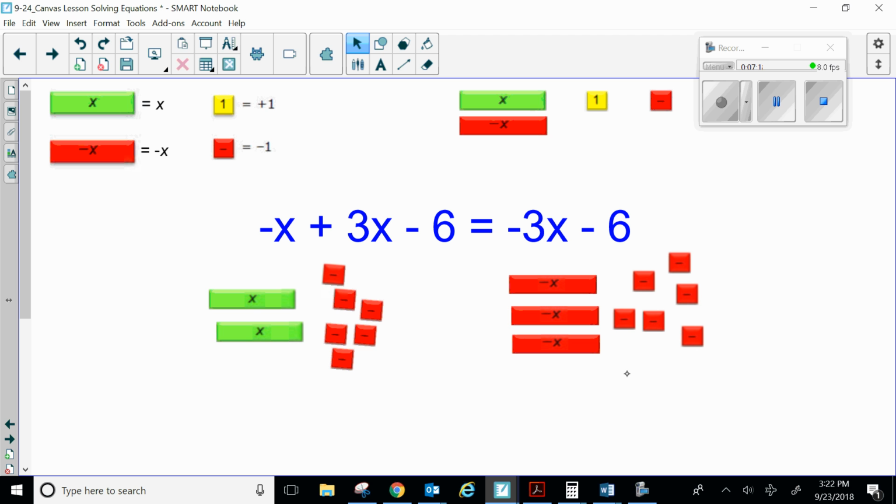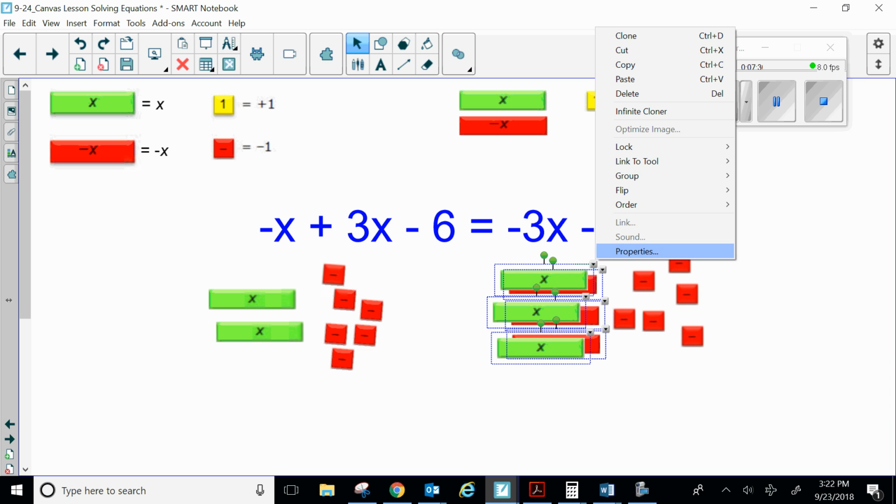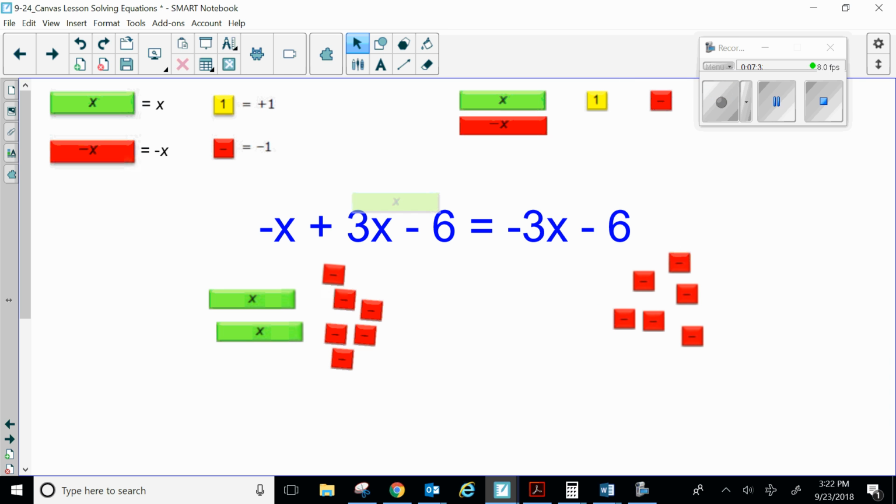So my next step is to get my x's onto one side. So I am going to eliminate my negative x's by adding 3 positive x's. So I'm also going to add my 3 positive x's to the other side. And then I'm going to get my x's by themselves. So I need to get rid of 1, 2, 3, 4, 5, 6 negatives. So I'm going to add 6 positives, which will cancel out my 6 negatives.